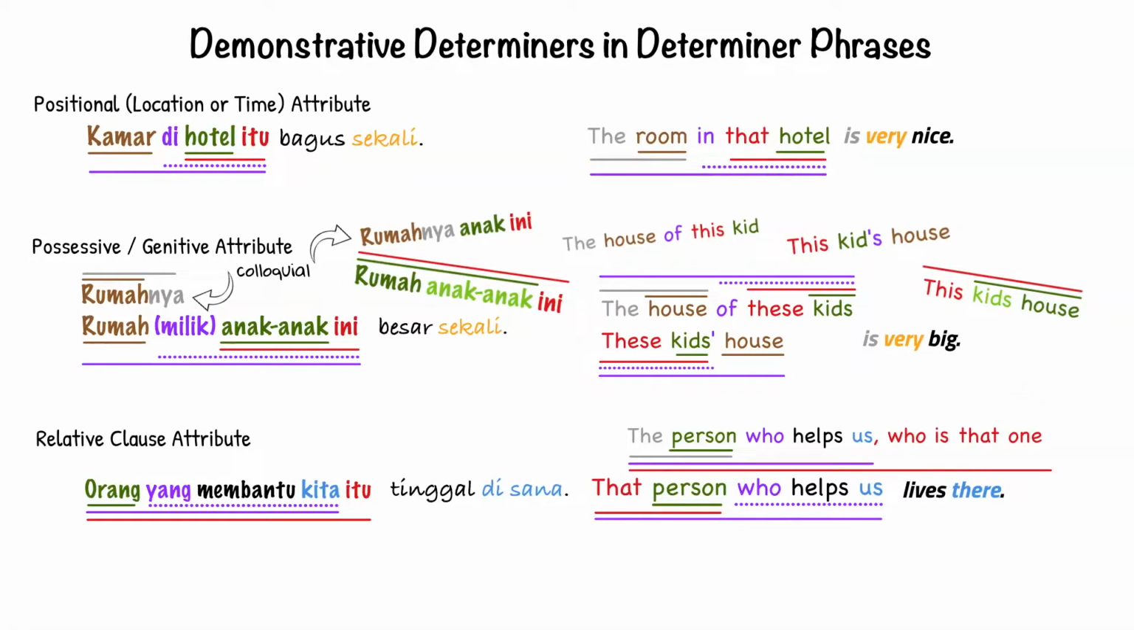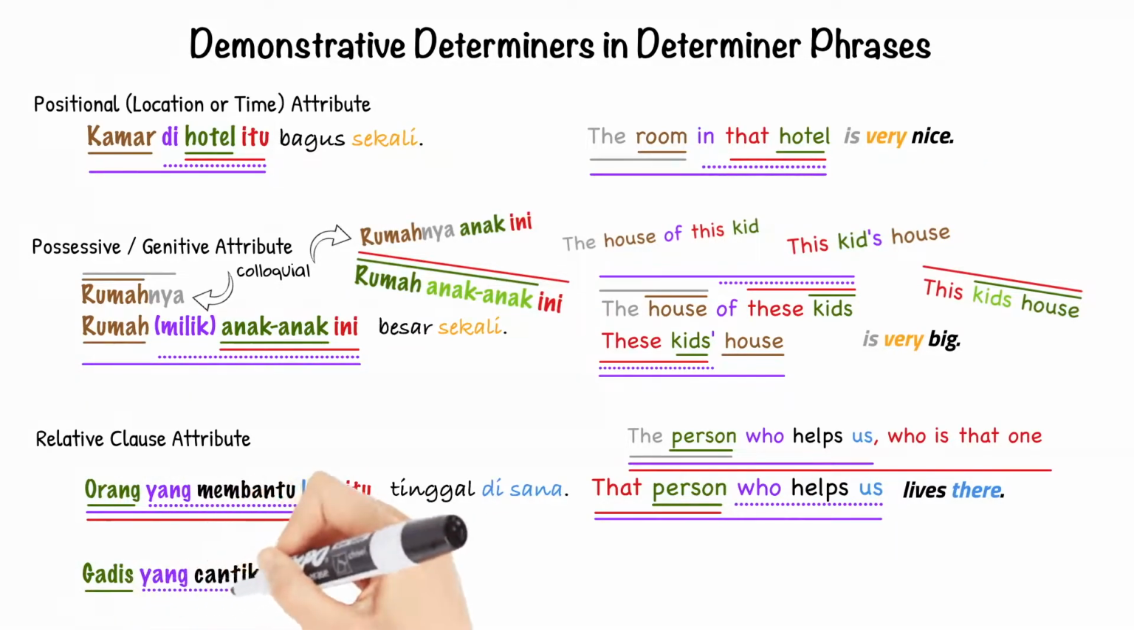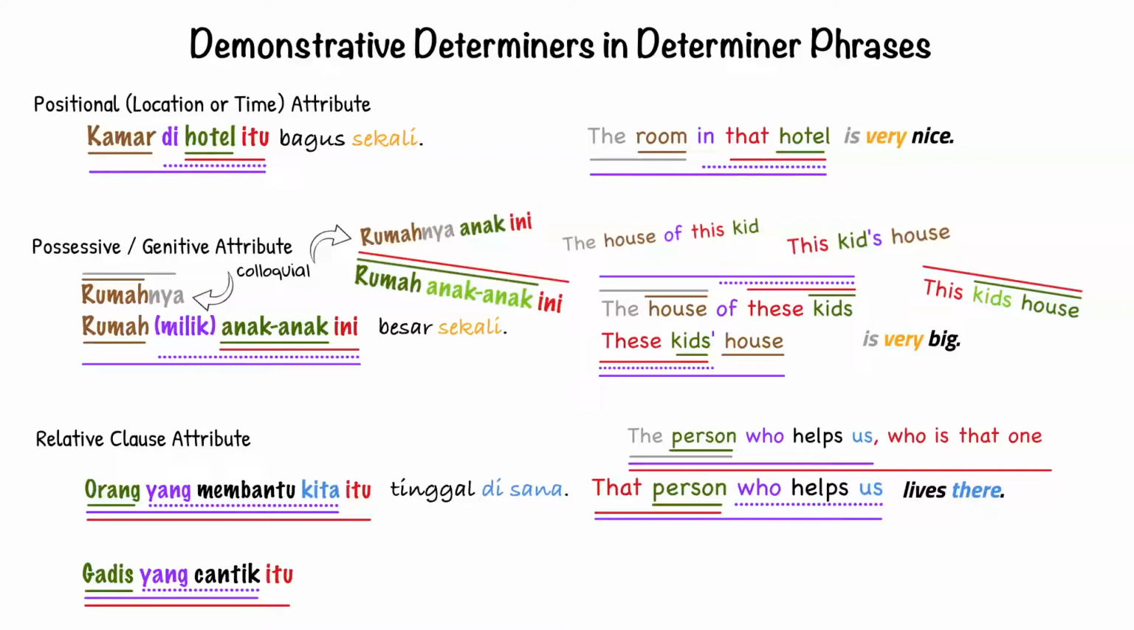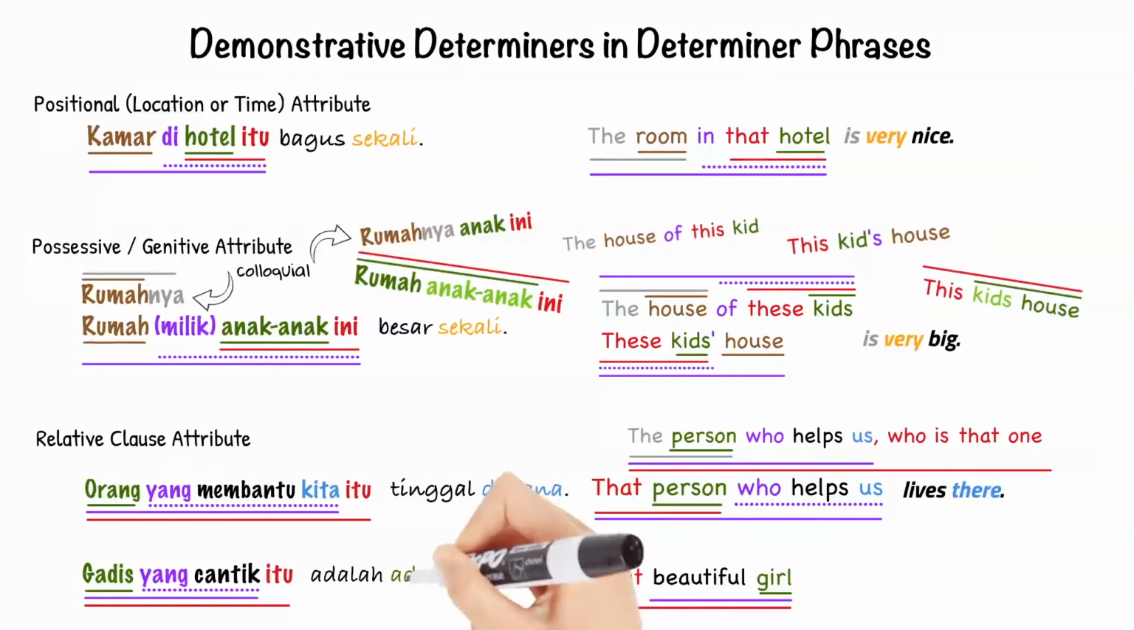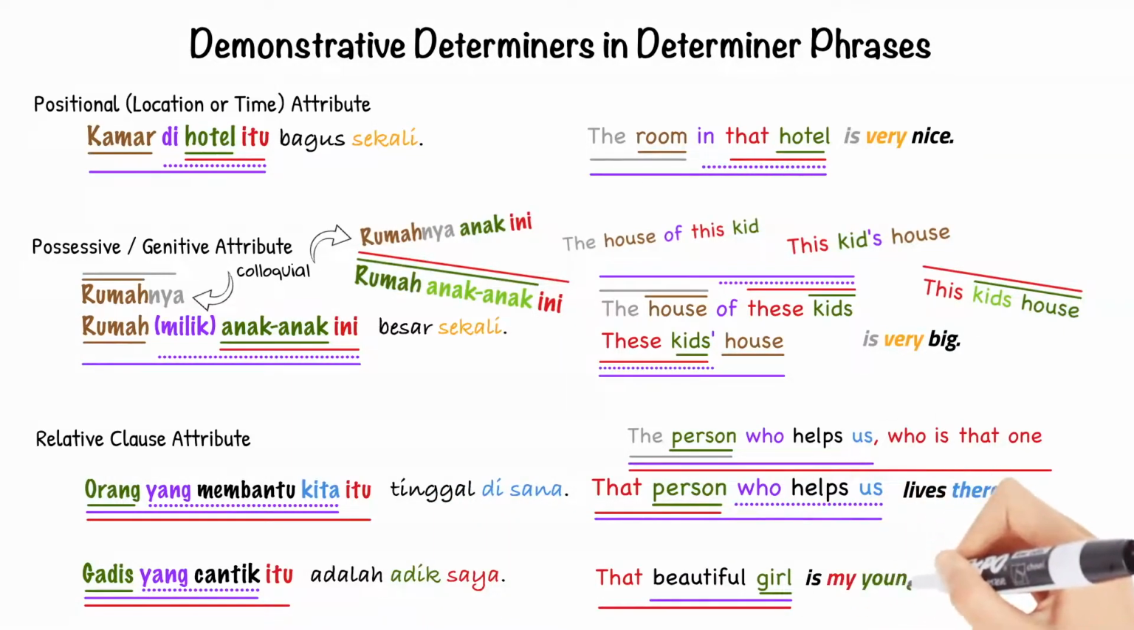Another example for a relative clause with a simple adjective. Gadis yang cantik itu. This phrase means literally the girl who is beautiful, who is that one. In Indonesian, this construct using the relative clause yang is very common, even for a simple adjective like this, which is actually uncommon in English, since in English normally we don't say it like that, but as simple as that beautiful girl. In a sentence, gadis yang cantik itu adalah adik saya. That beautiful girl is my sister. Adik literally means younger sibling, can be male or female.